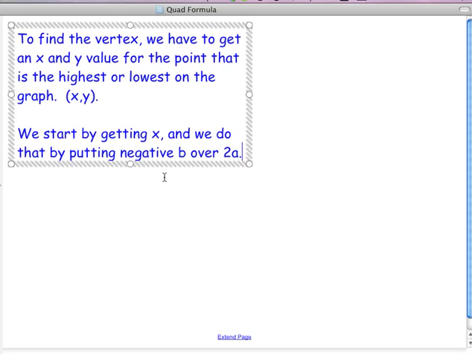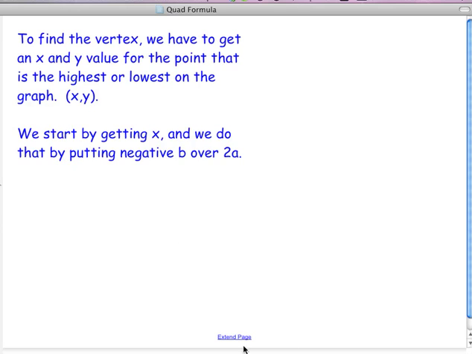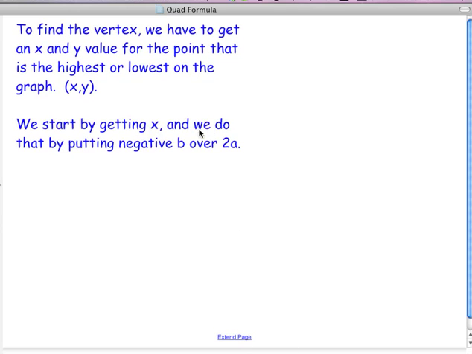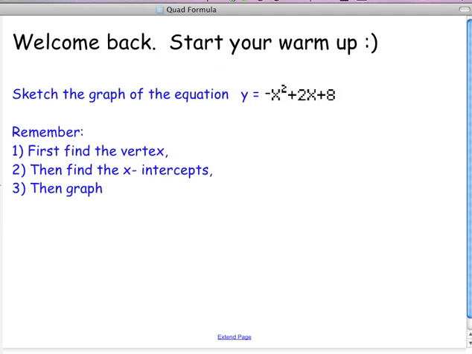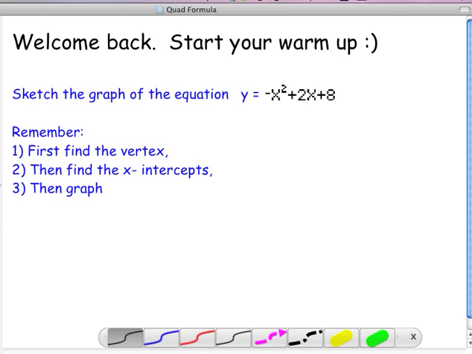To get the vertex means that we're getting the highest or lowest point on the graph, and we start by getting x, and the x value we get by putting negative b over 2a. And so what that's going to look like, I got to go back to my problem, and I got to figure out what a is, what b is, and what c is.